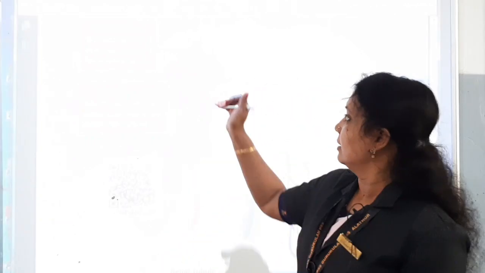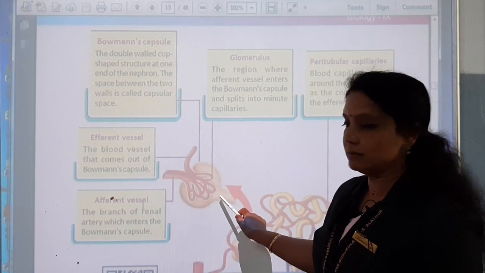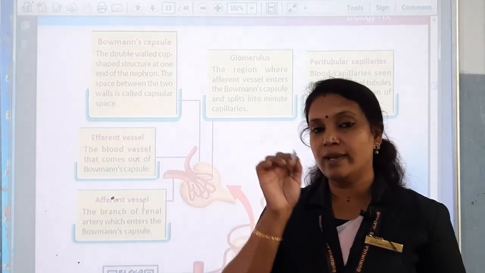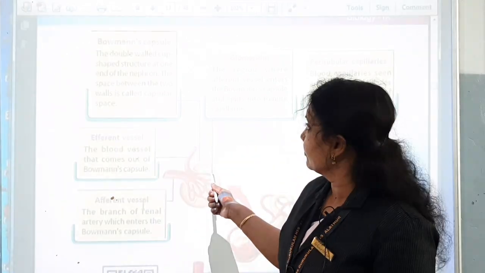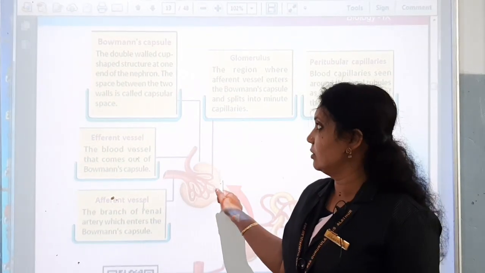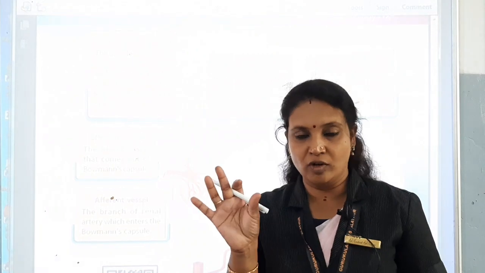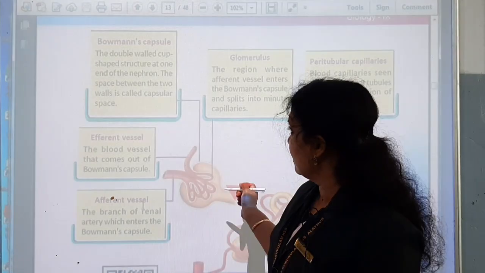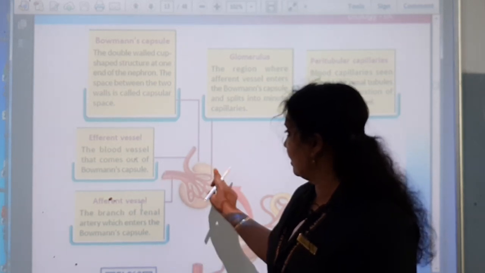The main parts of the nephron are the Bowman's capsule, a cup shaped structure. Bowman's capsule is a double walled cup shaped structure at one end of the nephron. Since it is a double walled structure, there will be a space between the two walls, isn't it? The space between the two walls is called the capsular space.